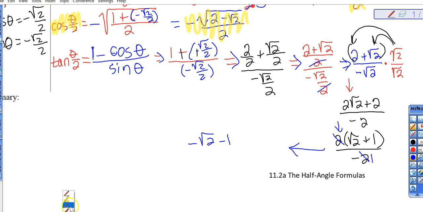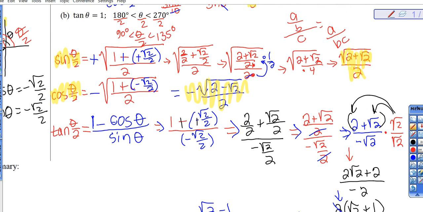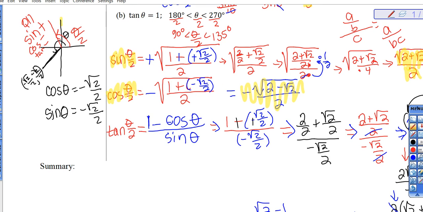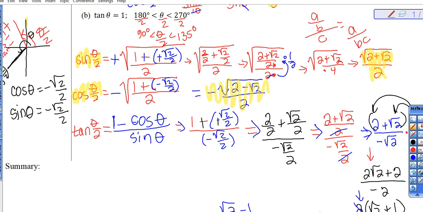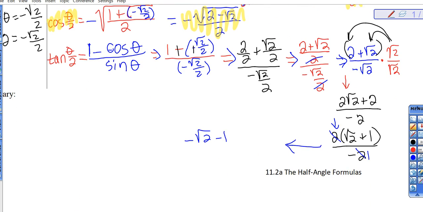And there it is. Now let's just verify that we didn't make any sign errors. Theta over 2 was in quadrant 2, right? And so that means our sine was positive. In this case, our sine is positive. Our cosine, look here, is negative. And down here, our tangent is definitely negative. And you need to make sure that you do that.